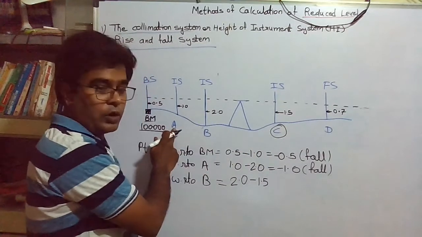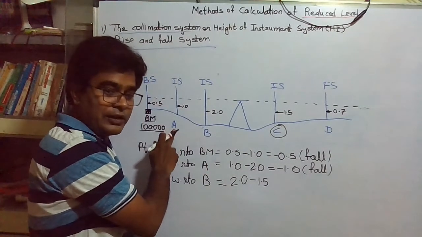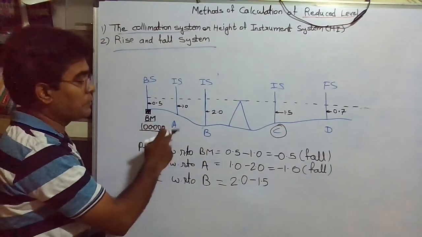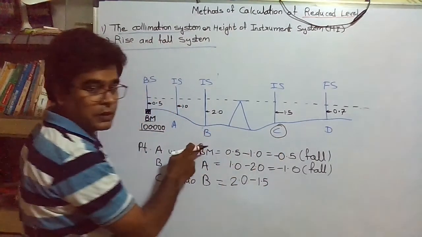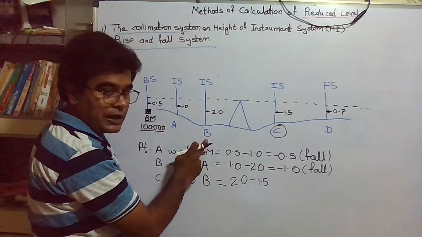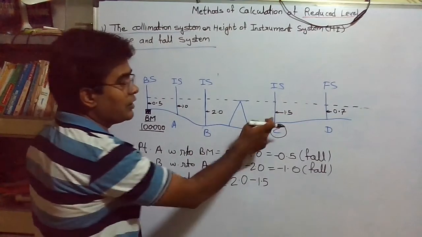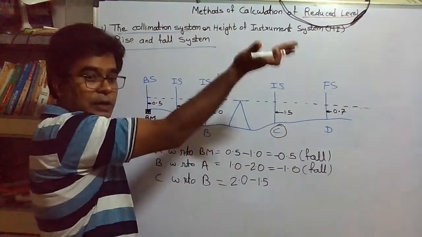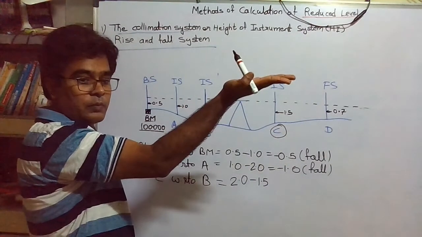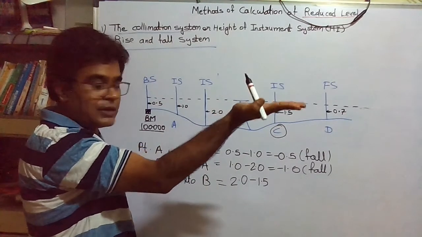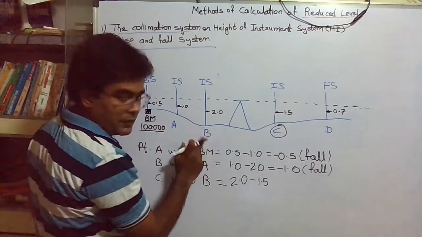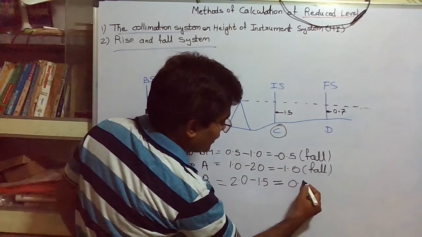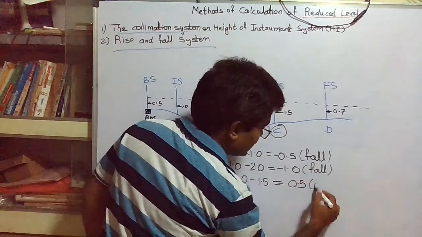Now we don't want to compare it with A. If we are comparing A, then we always have to compare it with the benchmark. If we are comparing B, we have to compare it with the preceding point. If we are comparing C, then we have to compare it with point B. What we observe here is that the reading is reducing, which means there is a rise, our staff is getting up, the ground is at a higher level. Here the preceding staff reading 2.0 minus the next staff reading gives 0.5, and this is the rise.